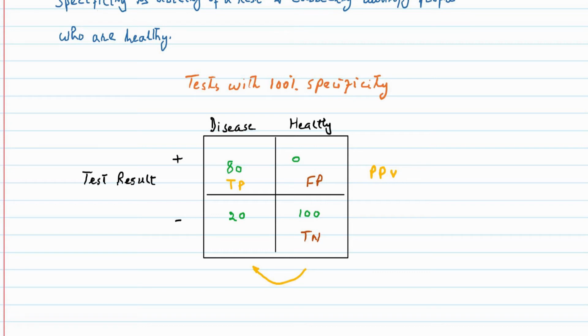We can see another property of such a test is that as there are no false positive results, all the positive results will be true positive in this case, and positive predictive value will be 100%. This means if the result of such a test is positive, it means the diagnosis of the condition is confirmed.